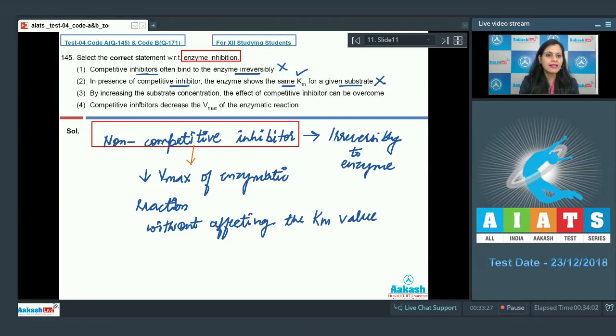The next statement given is by increasing the substrate concentration, the effect of competitive inhibitor can be overcome. And this is a correct statement and is a correct answer to our question, because as we have already discussed, these competitive inhibitors will bind reversibly to the enzyme, so by increasing the substrate concentration we can overcome this type of inhibition. The next option given is competitive inhibitors decrease the Vmax of the enzymatic reaction, and this is an incorrect option because it is non-competitive inhibitors which will decrease the Vmax of enzymatic reaction and not competitive inhibitors. So the correct answer for this question is option number 3. Let's discuss our next question.